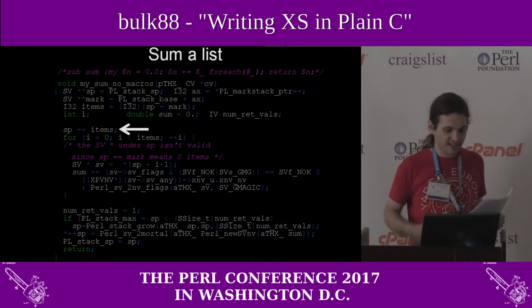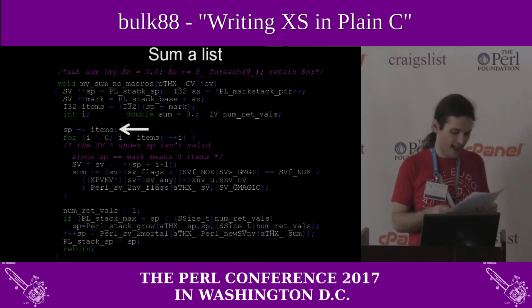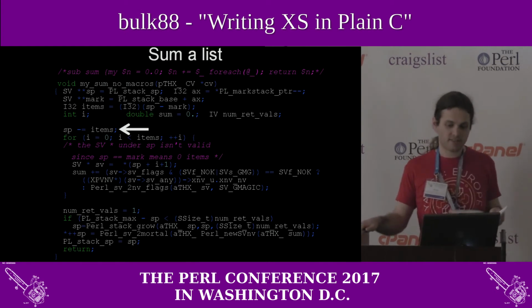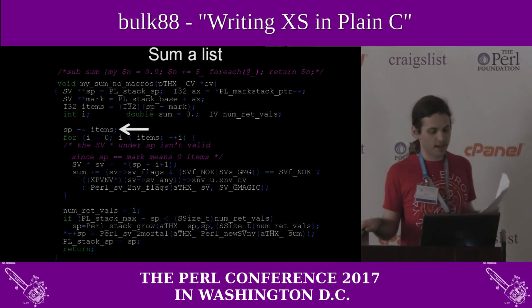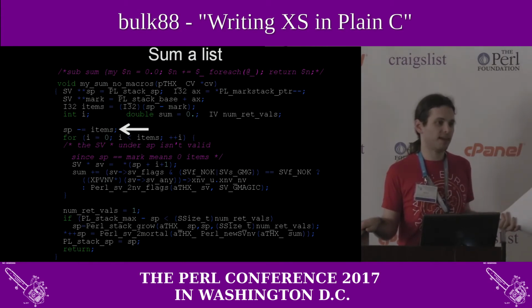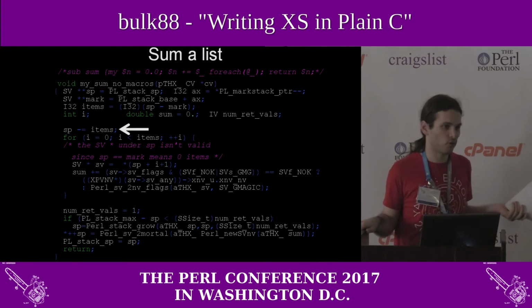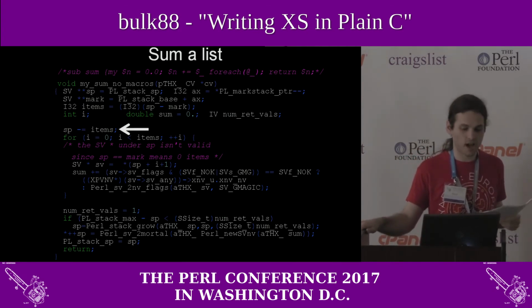Summing a list in a loop, so this would be iterating over an incoming list in our XSub. Again, we have to have this prologue at the start, but this time we back up stack pointer by the number of items. Again, there's pointer arithmetic. Items is in array slots, while SP is an absolute pointer, but due to the magic of pointer arithmetic in C, there's automatic, like divide by 4 or times 4, or divide by 8 or times 8.